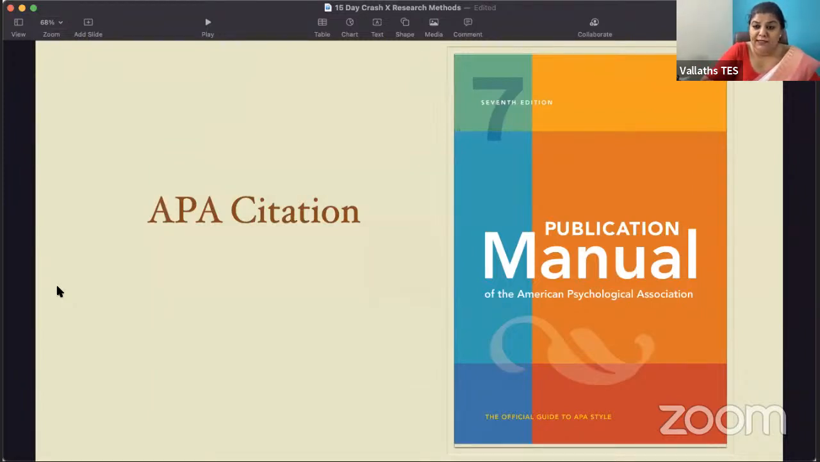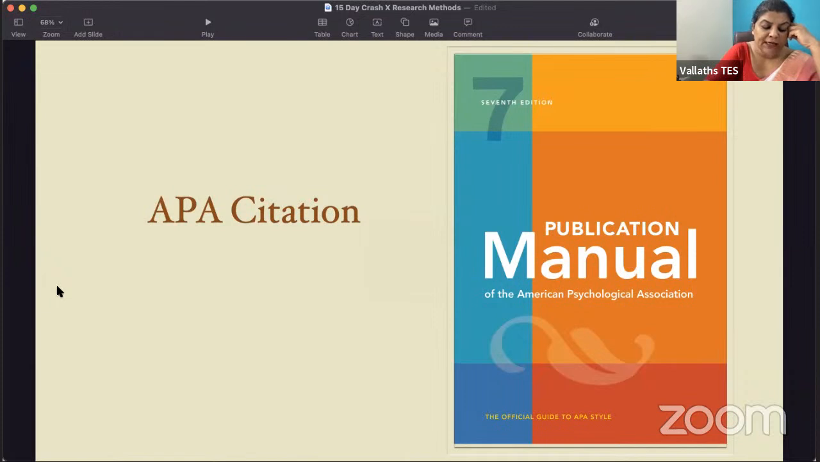APA citation is there. APA means American Psychological Association. From next week onwards, when I do the citation course, citation in research, there I will talk about APA and Chicago and focus on MLA. So today I'm not going into all the details. This is only an introductory course. New students, don't be scared. We will cover everything in your class.